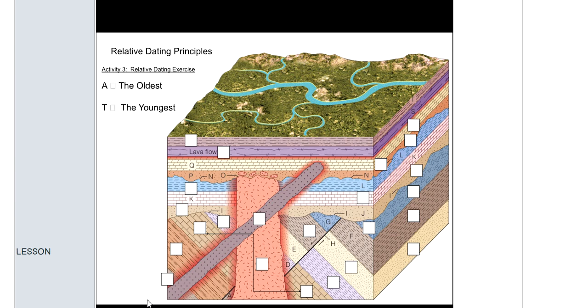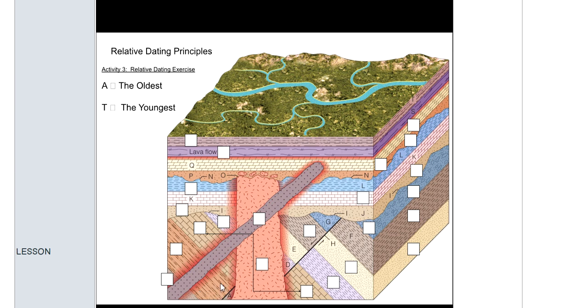All right, hopefully you figured out that this A down here is the oldest. The little letter A is right here. It's also right here. It's this layer that's underneath this thing. And that's part of the fault line right there also that caused this shift to happen. So A is the oldest.